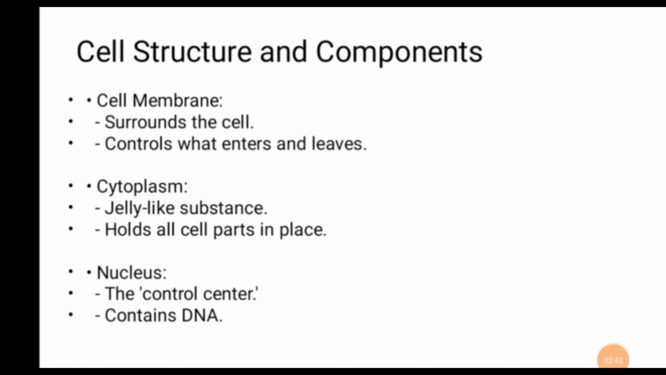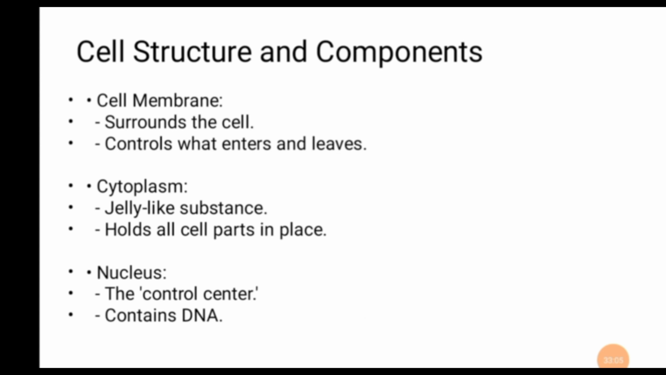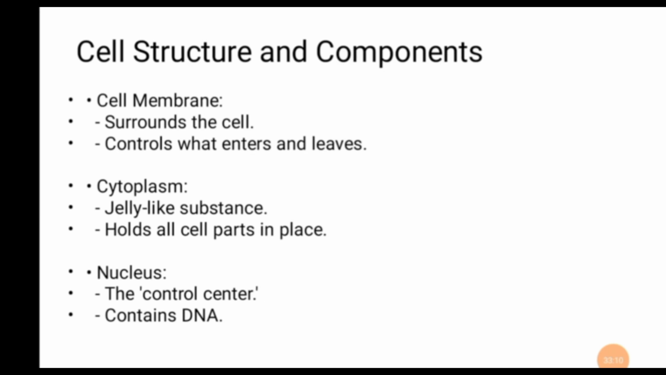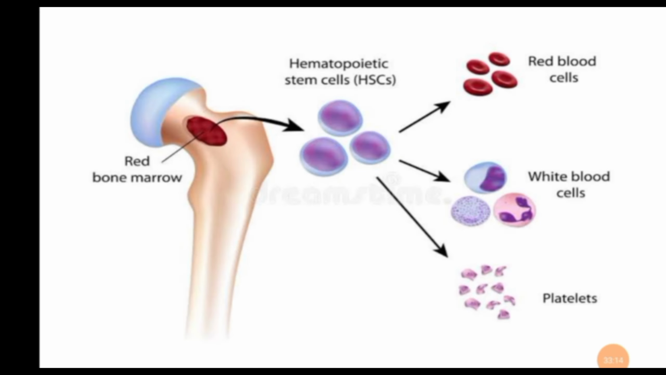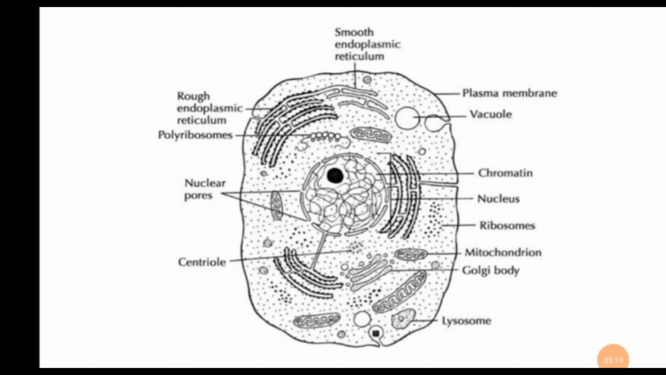Then we have the nucleus. The nucleus is the control center and contains the DNA, just like our brain contains every other aspect of us, and like a computer controls certain things. In the same way, the nucleus controls everything that is being done in the cell. The nucleus also contains DNA.